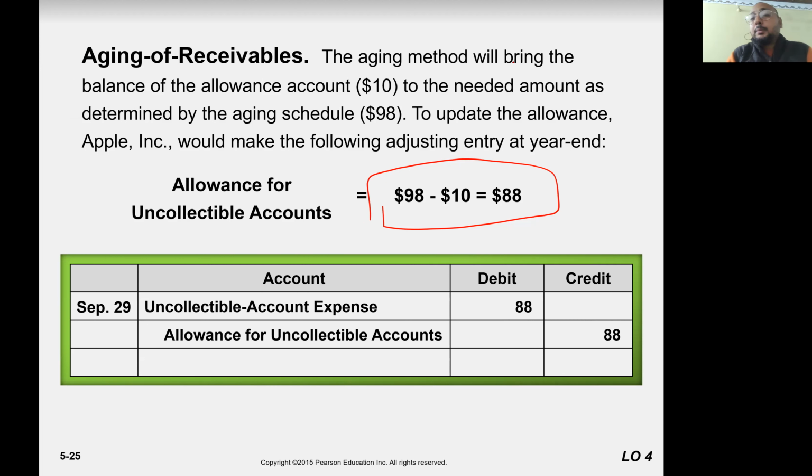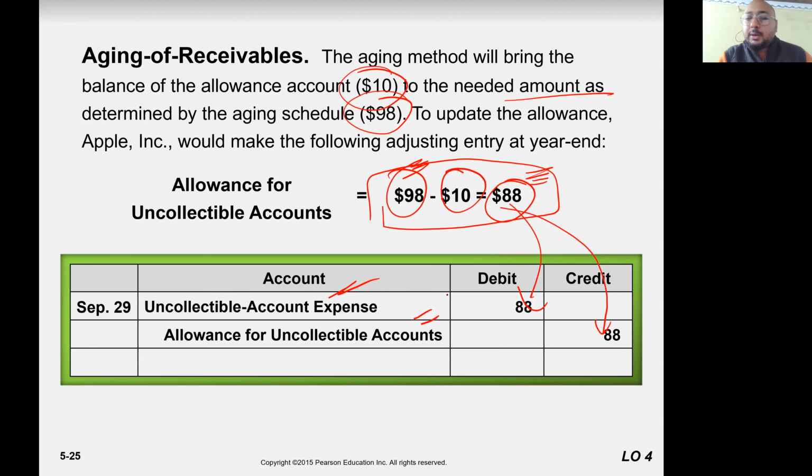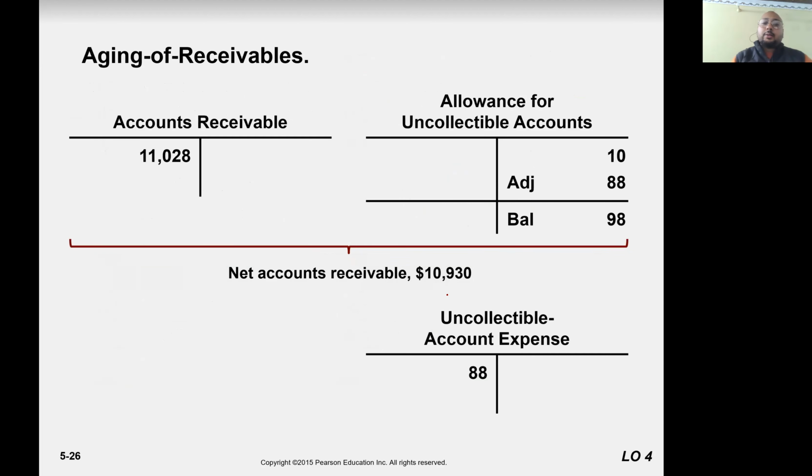So the aging method will bring the balance of the allowance to the amount as determined by the aging schedule. So it will tell you the total balance. So you need to find the adjustment, and this is going to be the entry. The entry is the same, expense to allowance for uncollectible accounts. Simple. All right. So when you post it, the total balance is here. That is the adjustment.